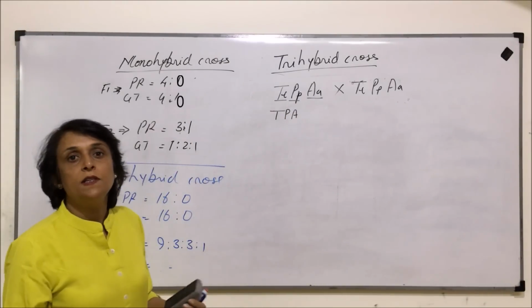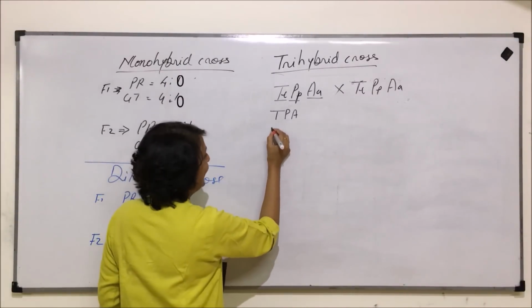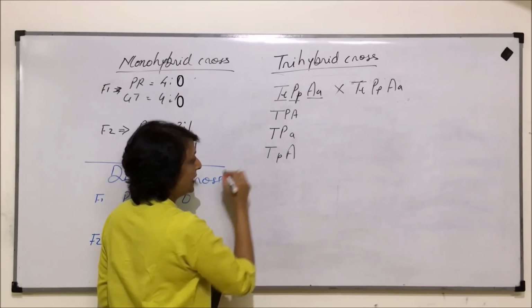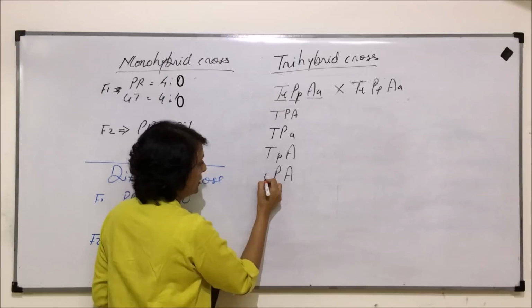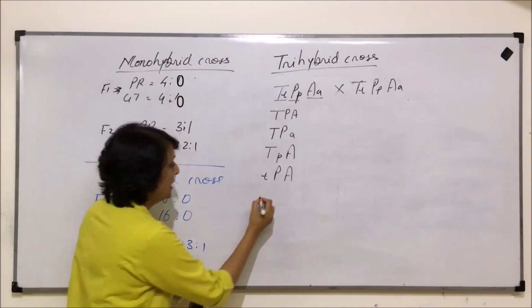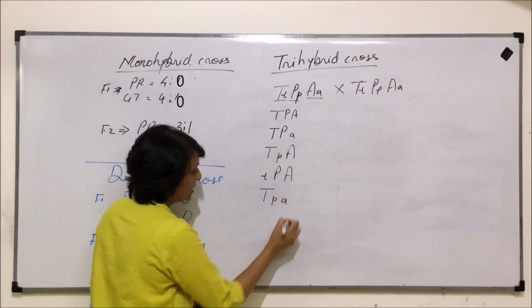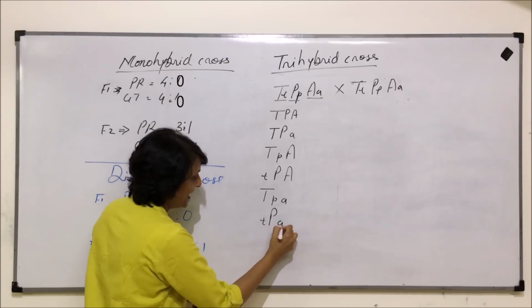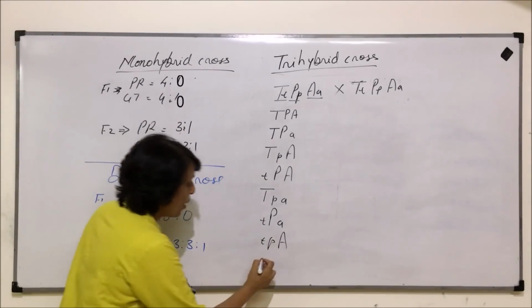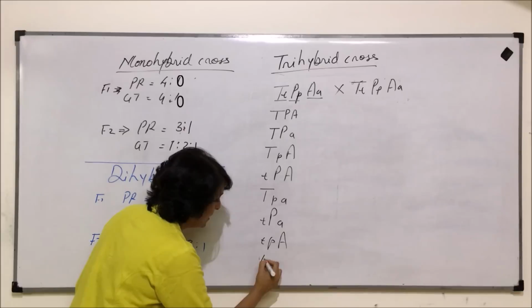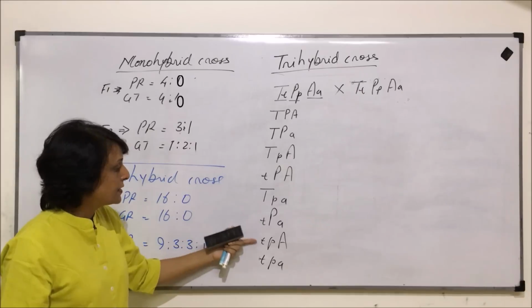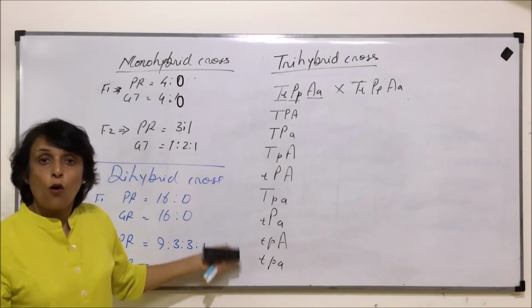3 dominant. Now we will come to 2 dominant: T, P dominant, A small; T, A dominant, P small; P and A dominant, T small. Here we have taken two dominant. Now we will take one dominant: T dominant, P and A small; P dominant, T and A small; A dominant, T and P small. And one more option is there, all three recessive, t, p and a. So 1, 2, 3, 4, 5, 6, 7 and 8 types of gamete.